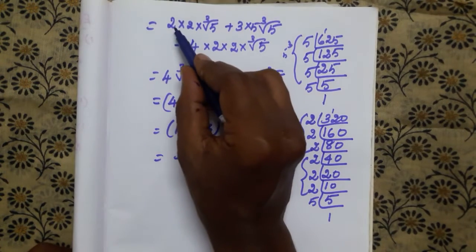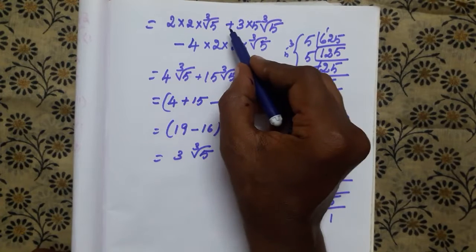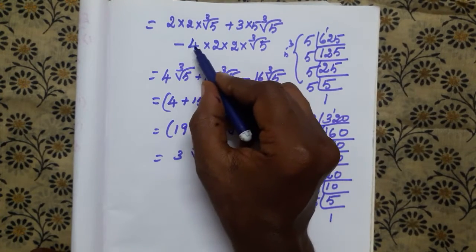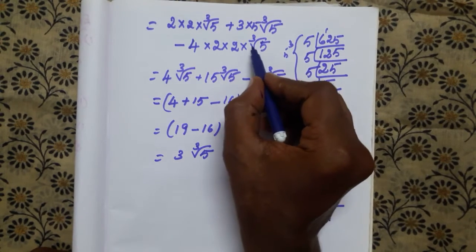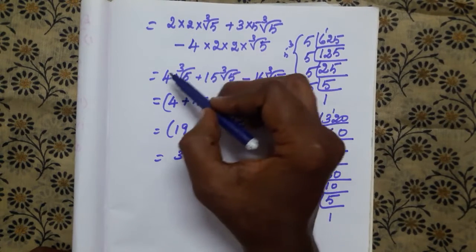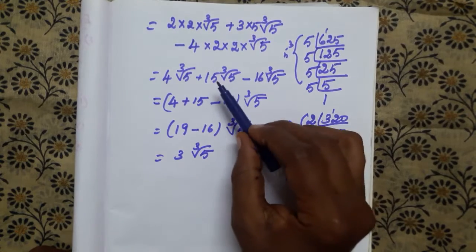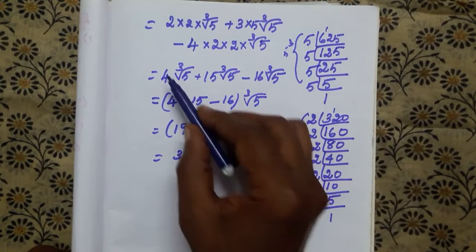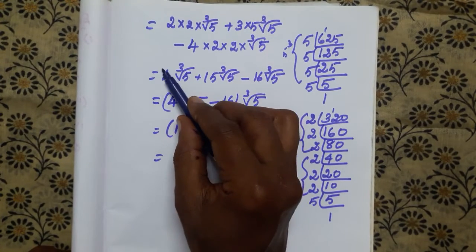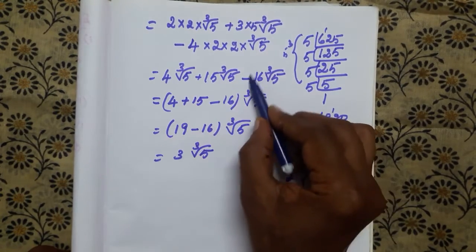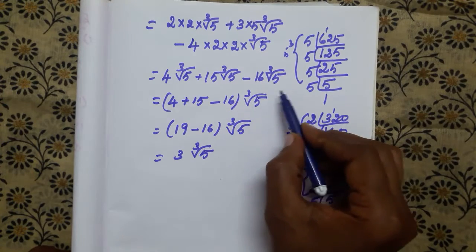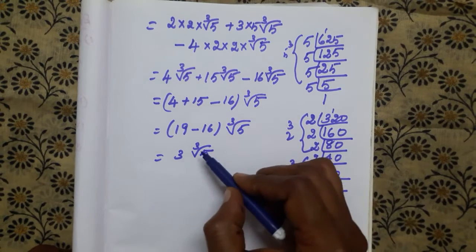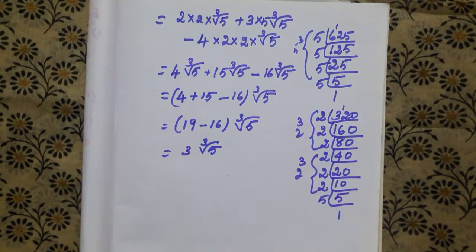Now it is equal to 2 into 2 into cube root of 5 plus 3 into 5 into cube root of 5 minus 4 into 2 into 2 into cube root of 5. 2 2s are 4 into cube root of 5 plus 15 cube root of 5 minus 16 cube root of 5. What's the coefficient? 4 plus 15 minus 16 into cube root of 5 is equal to 19 minus 16 cube root of 5, which is equal to 3 cube root of 5.